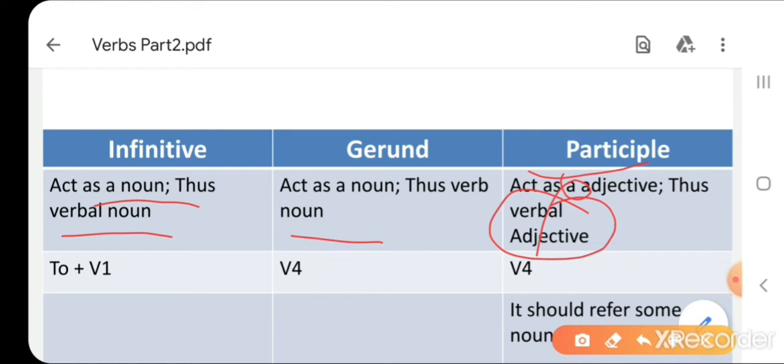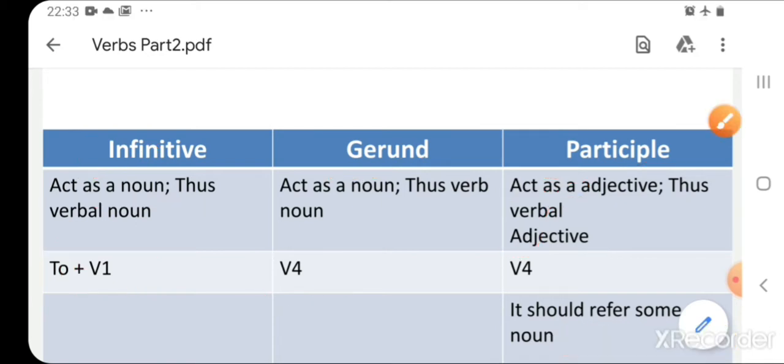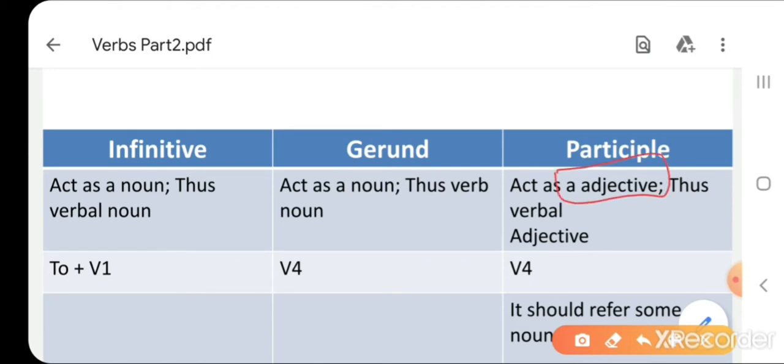Now, though infinitive and gerund are verbal nouns, the forms are different. Here, V1 is used with to prior to that, and in the gerund we have used V4. That is a rule. Now in participle, as it plays a role of an adjective, it should refer to some noun.